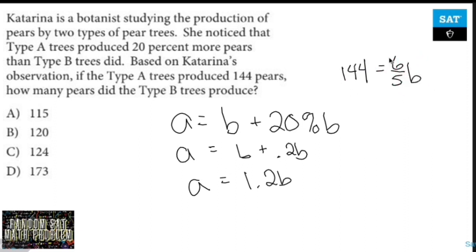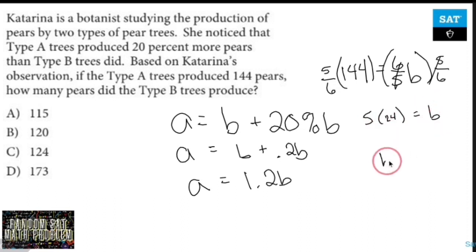Because when I solve for B, instead of dividing a fraction, I can multiply by the reciprocal. So this is going to be 5 over 6. A quick way of multiplying by fractions is to take the whole number, divide it by the denominator, so that's going to be 24, and then multiply it by the 5, which is going to be 120. So B trees are 120.